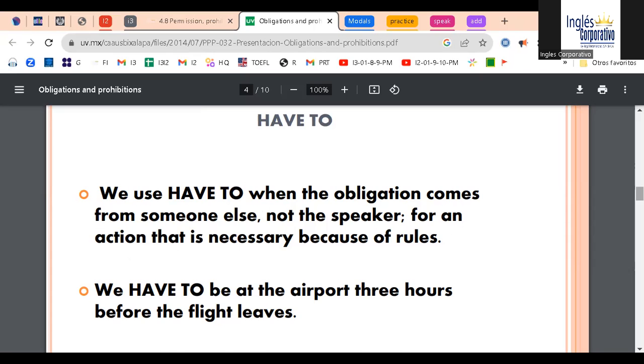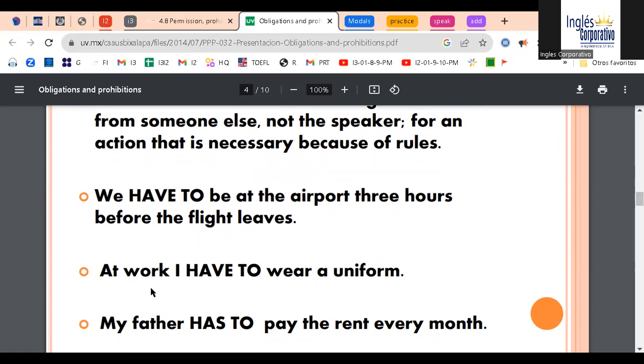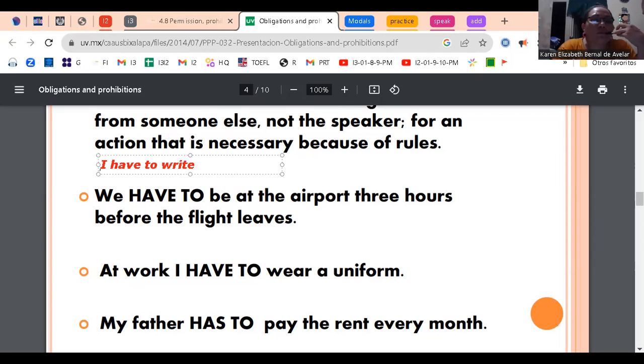Examples, look at this. We have to be at the airport 3 hours before the flight leaves. At work, I have to wear a uniform. I don't want to, but I have to because I have to follow these rules, right? My father has to pay the rent every month. So what are some rules that you have to follow, guys? For example, I have to go to the gym. Okay, is it required from your job, from your company?